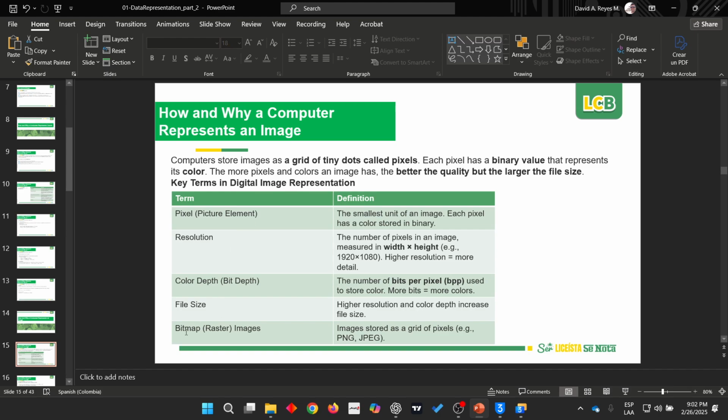Now, the bitmap is just how the image is going to be stored. That means that you are going to use PNG files or JPEG files.